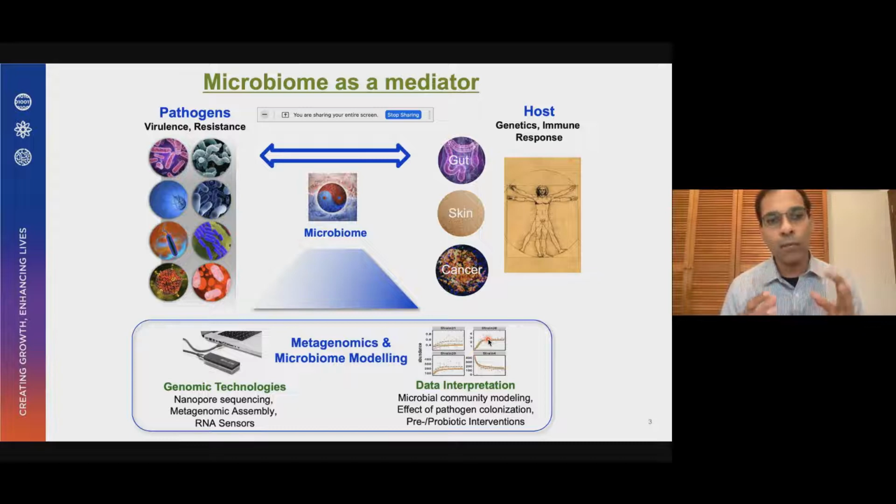Because unless we can model how a community evolves and how a community responds to perturbations, we really can't figure out how to rationally intervene, how to rationally trigger, let's say, decolonization of a pathogen from the microbiome. So this is the next stage where, as our observational technologies improve, our modeling technologies have to keep up.